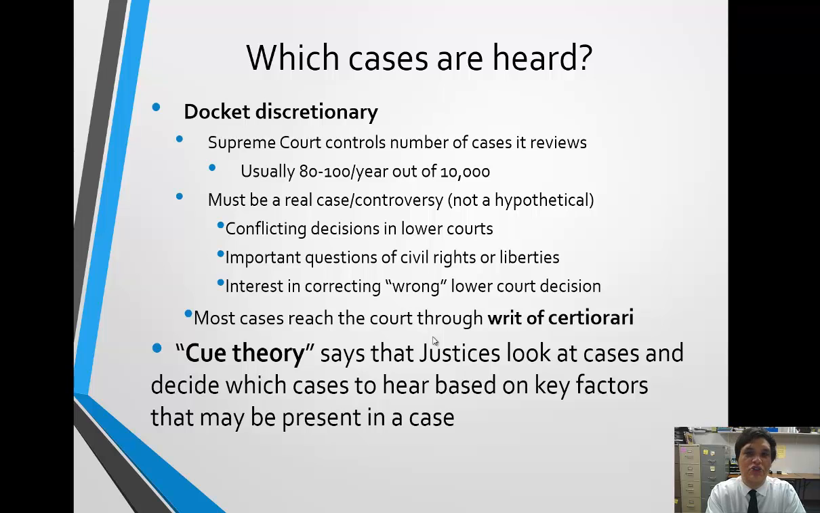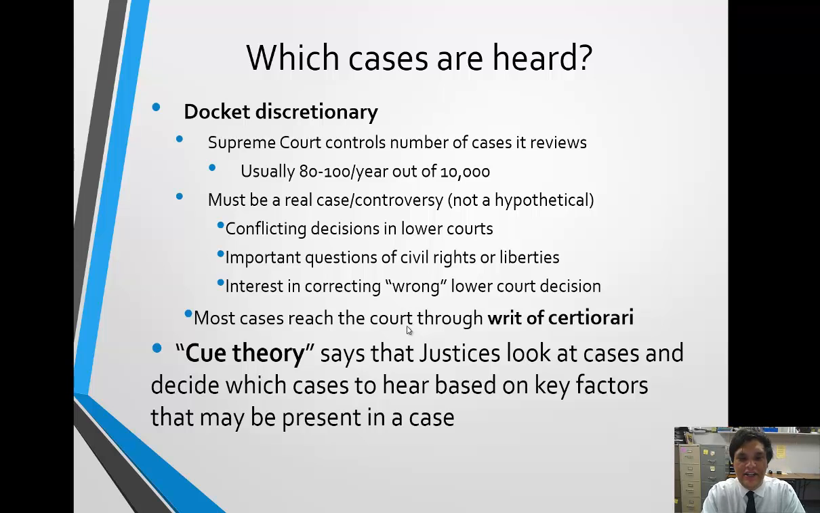And then the Supreme Court may have an interest in correcting a wrong lower court decision. Let's say the majority of the Supreme Court disagrees with how the lower court decided, then the Supreme Court itself will decide to hear that case and correct the wrong decision of the lower court. Most cases reach the court through writ of certiorari, which once again is that the Supreme Court wants to bring up that case for review from a lower court.